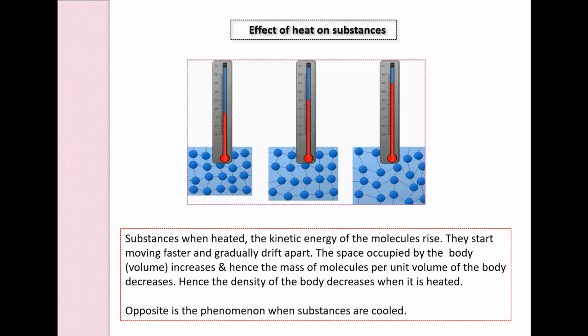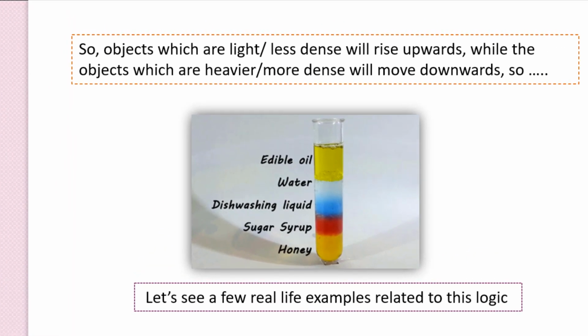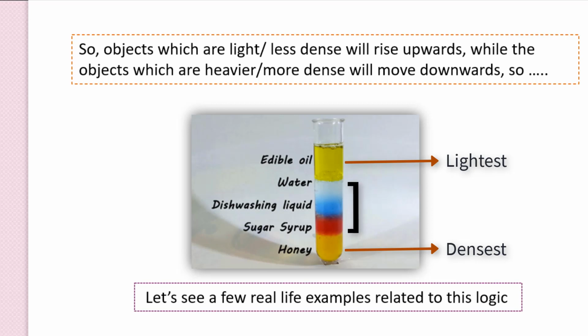But yes, there is an exception, which is a very common substance, that is water. And we will discuss that in a short while. If you mix a large number of substances like honey, sugar syrup, dishwashing liquid, water, and edible oil, you can see the layers in which they are present. So it is very easy for us now to understand that honey is the densest, which is present at the bottom, and edible oil is the lightest, which is present at the top. In between lie sugar syrup, the dishwashing liquid, and water.